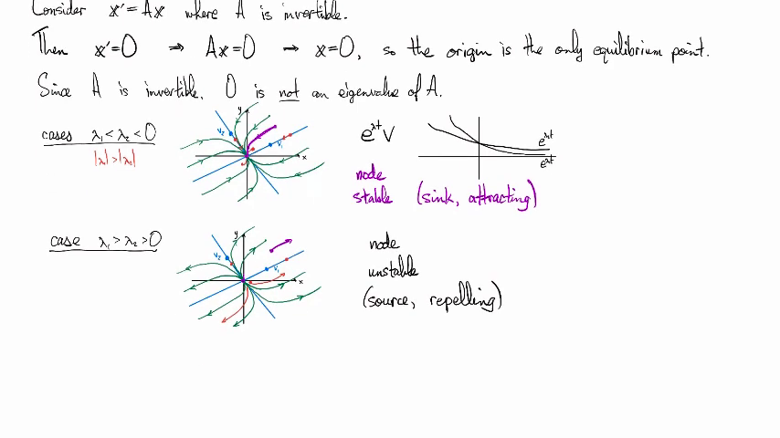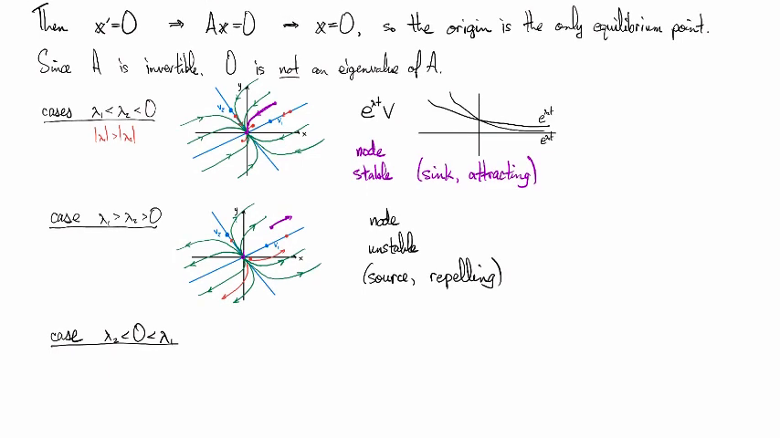Okay, now what if we have something where we've got lambda 2 less than 0 less than lambda 1? Okay, so now this one is a little bit different. So let's see, I'm going to do my axes. So there's x, there's y.